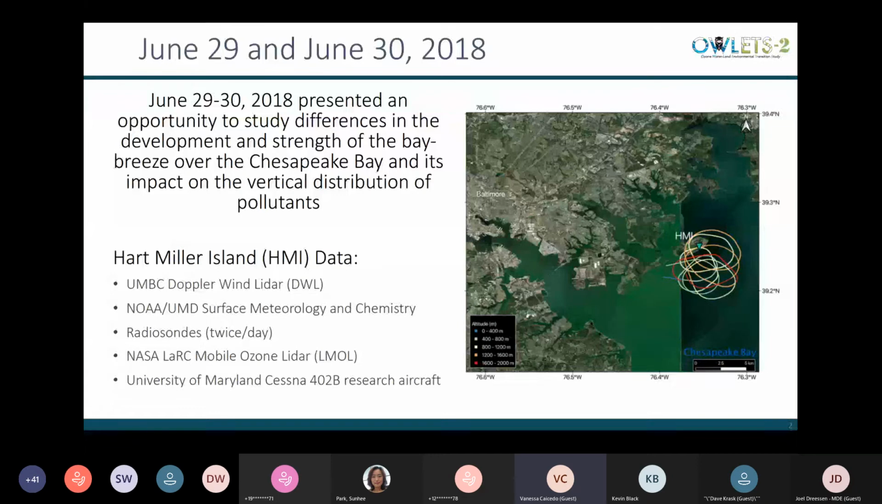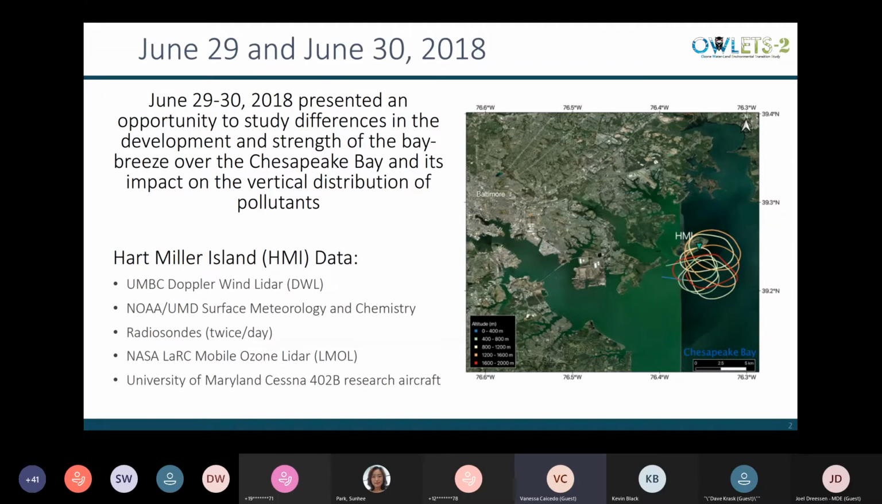So as I mentioned, I'll be looking at two very specific days during the ALITS 2 campaign. So these are June 29th and June 30th. And as we heard about before, we knew that we were looking at horizontal gradients of ozone and pollutants over the area, but I kind of wanted to focus on the vertical distribution of pollutants. So these 2 days presented really strong and clear bay breeze conditions with also some elevated ozone. And so using that data specifically located at Hart Miller Island, and we can kind of see those maps, and you have seen many of those maps already, we are using a Doppler wind lidar.